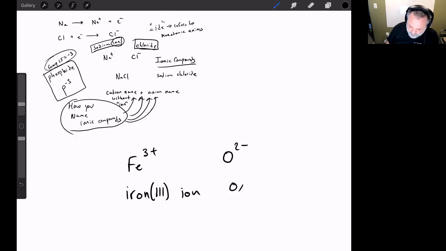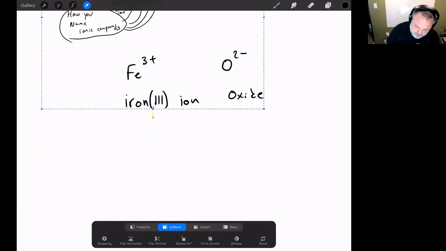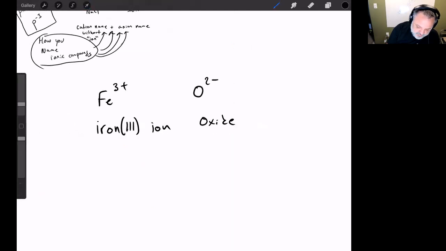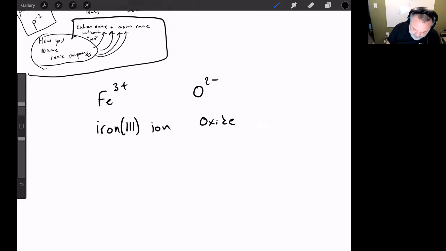This one is called oxide. So how do I put together the name of the compound? I'm going to leave that up there because I want to make sure we see. It's just the cation name without ion and the anion name. So it will be iron 3 oxide.